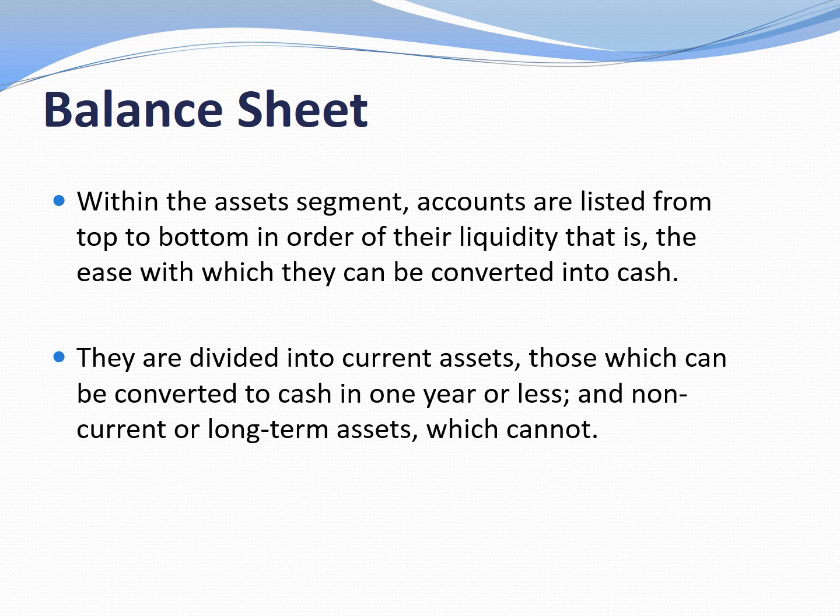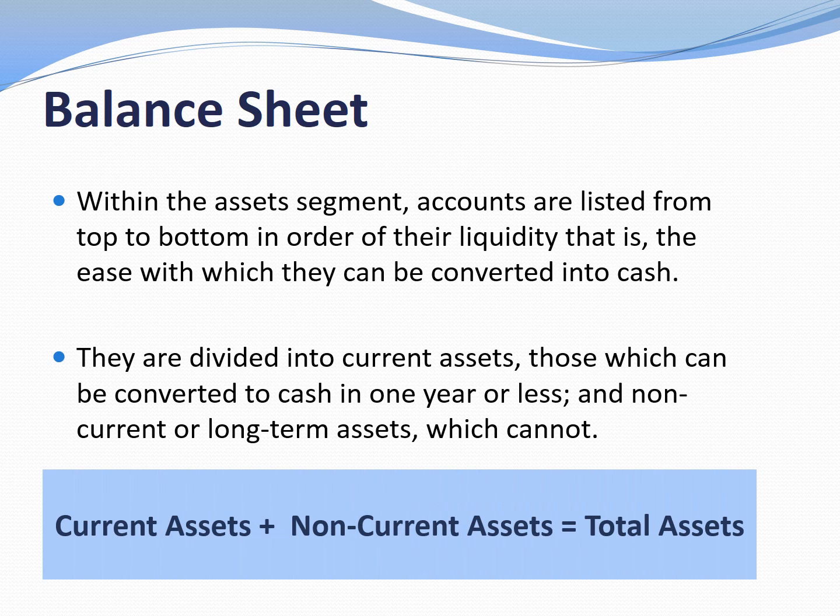Within the assets segment, accounts are listed from top to bottom in order of their liquidity, that is, the ease with which they can be converted into cash. They are divided into current assets, those which can be converted to cash in 1 year or less, and non-current or long-term assets, which cannot. Current assets plus non-current assets equals total assets.